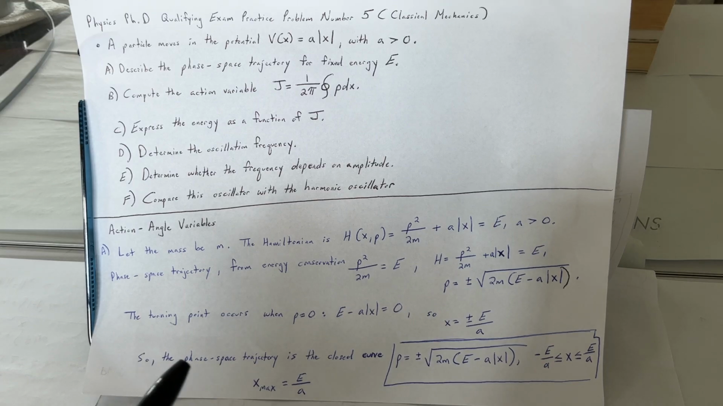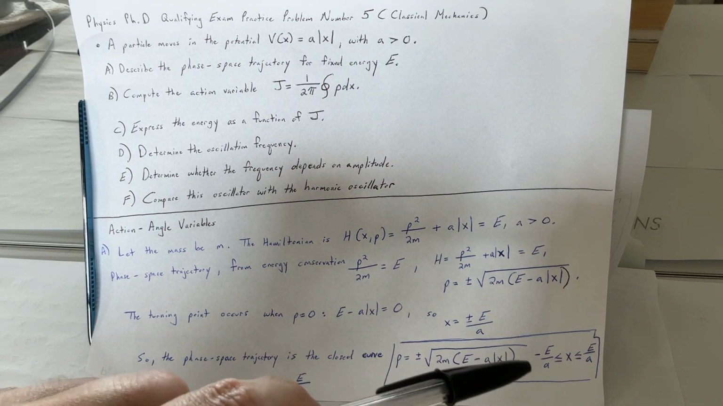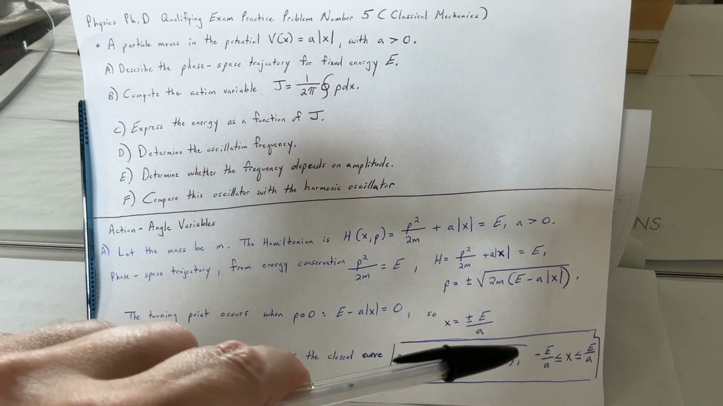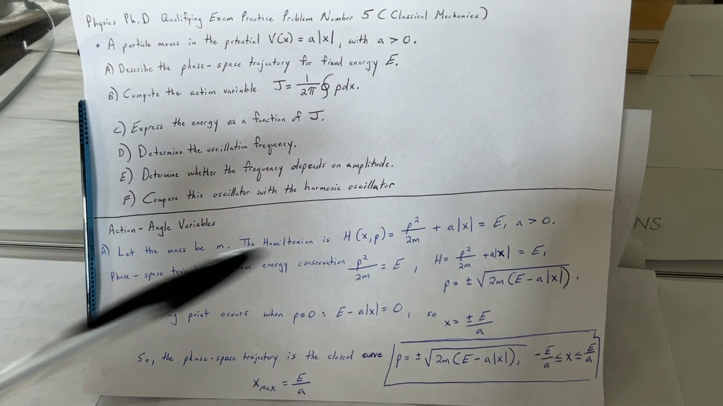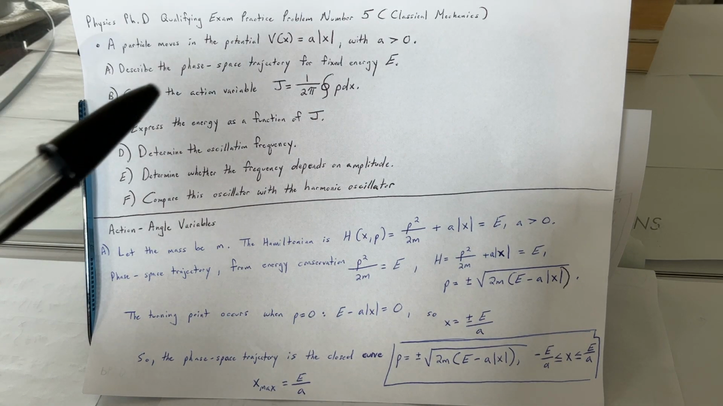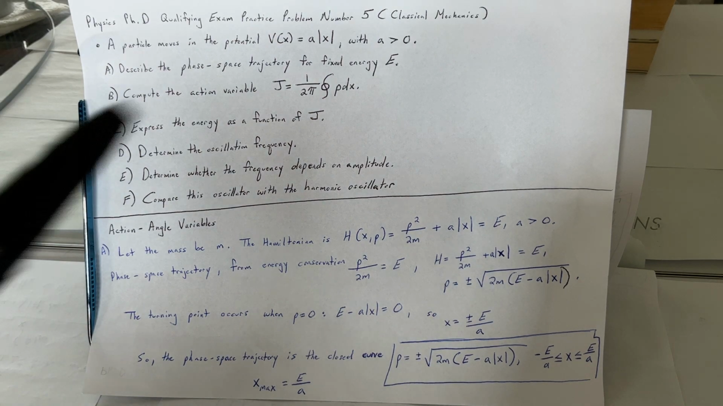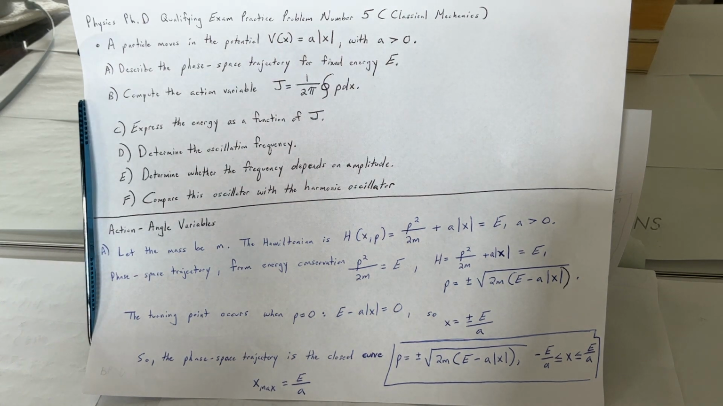And our phase space trajectory is the closed curve. So p equals plus or minus the square root of 2m times the quantity E minus A times the square root of |x|, close parentheses here. And that's for negative E over A less than or equal to x less than or equal to E over A. So that's part A. Part B, we want to compute the action variable J equals 1 over 2 pi, the closed integral of p dx, or integral over one complete cycle in phase space.